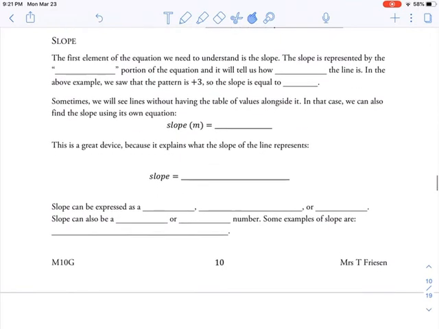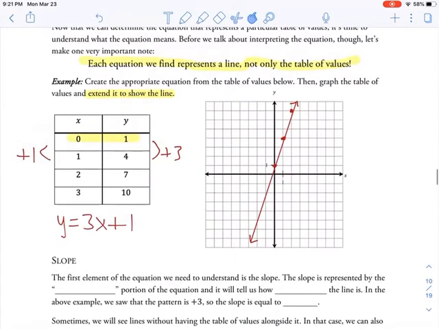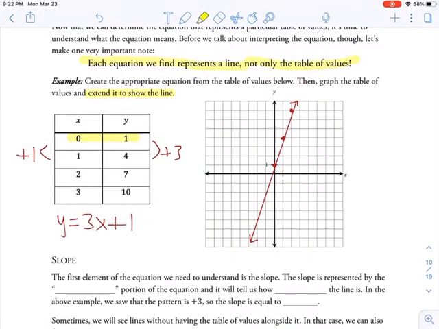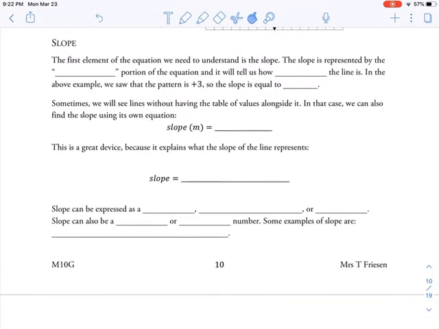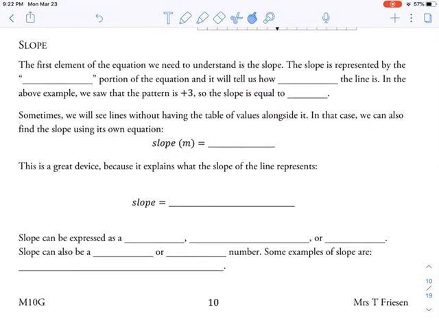All right, so now we are going to talk about the two pieces of information, the zero number and the pattern, in more specific and accurate terms. So now that we know that the equation that we make represents a line, we are going to talk about what each piece of information means in the line. The first element of the equation that we're going to look at is called slope.